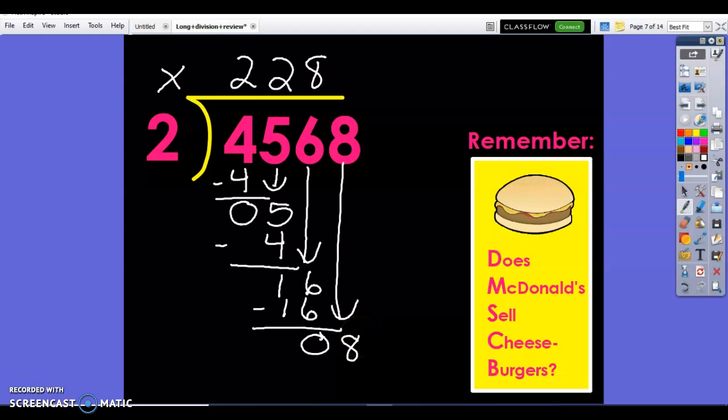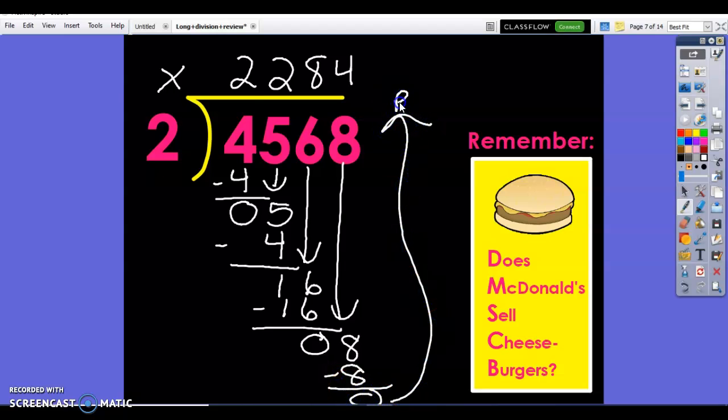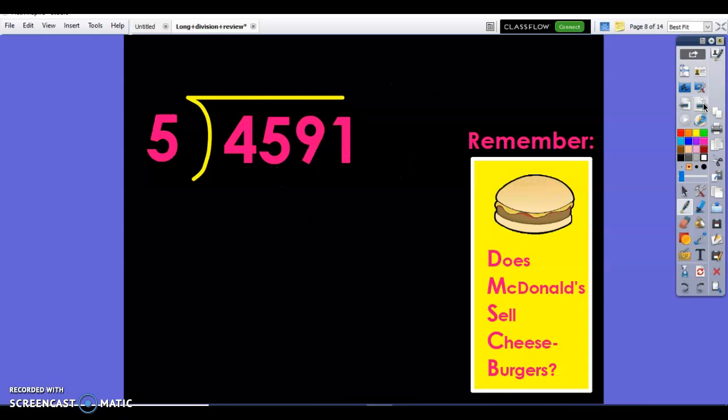2 divides into 8 4 times. 8 minus 8 is 0. There is no remainder. Remainder of 0, you do not have to put that, but that is your answer. You should have gotten 4,568 divided by 2 is 2,284. Again, if you want to flip it in reverse, multiply 2,284 by 2 to see if your answer is correct.